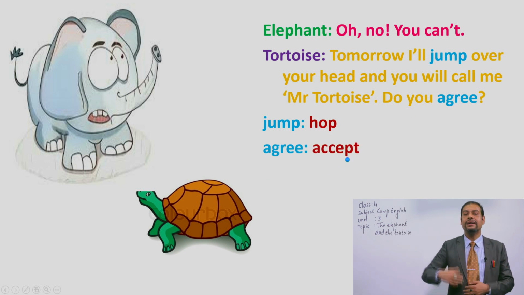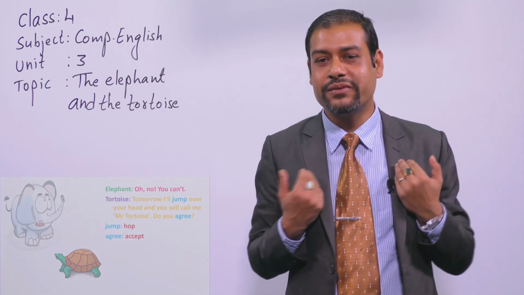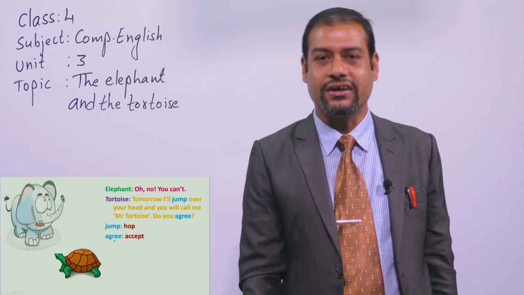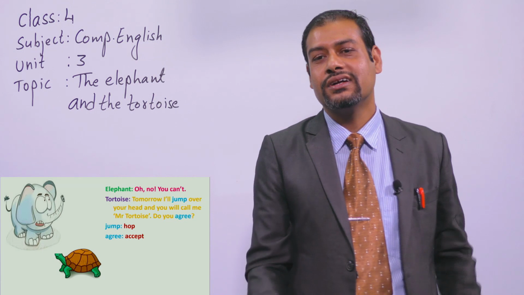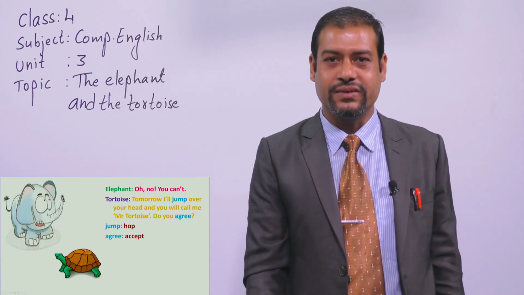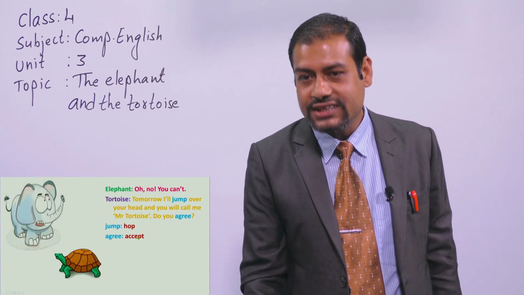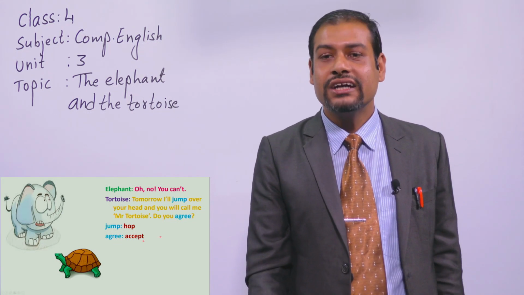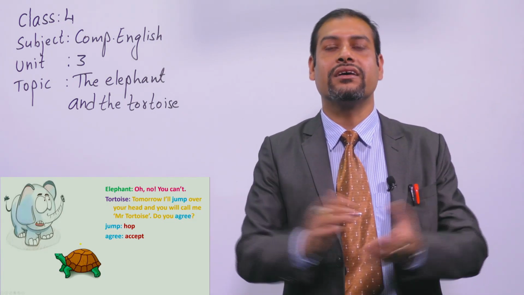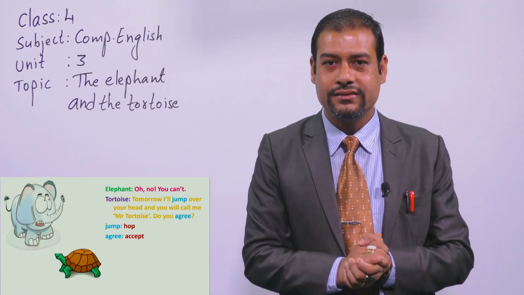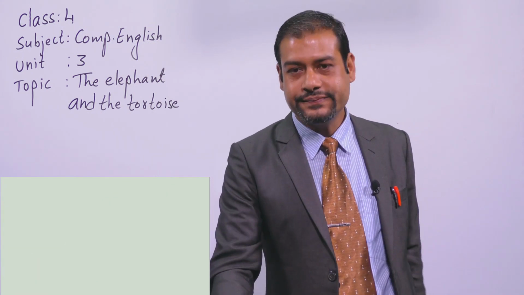For example, if I ask you to go to the zoo today, if you are ready to go with me, then you agree with me, okay? But if you are not ready to go with me today to the zoo, then you disagree with me. So if you accept what I tell you, that is agree, okay? So the tortoise is also asking whether the elephant would agree or not. So what do you guess? Would the elephant agree? Now check it.